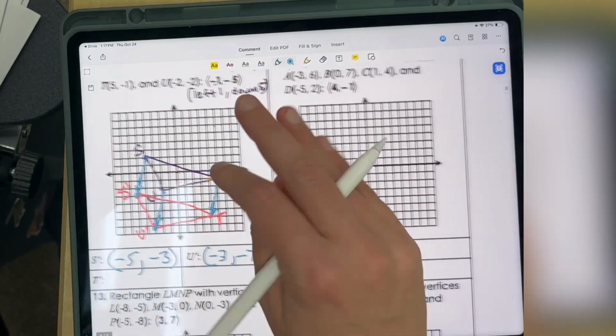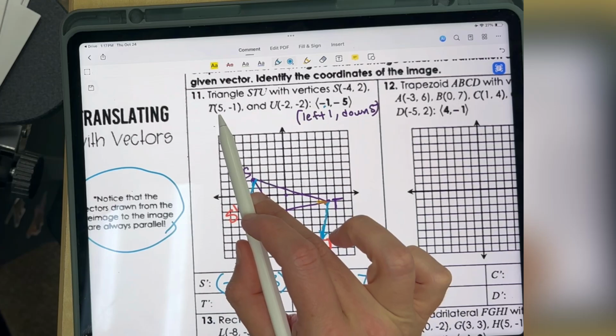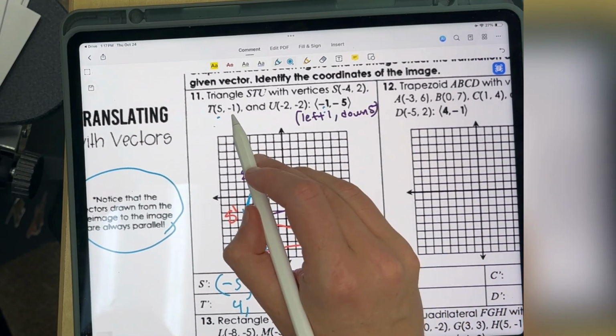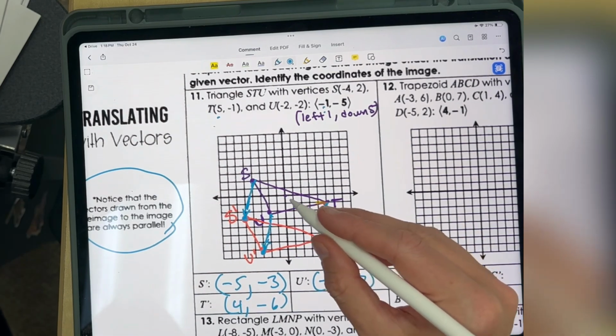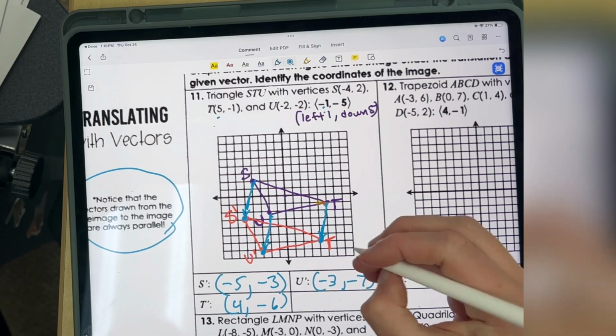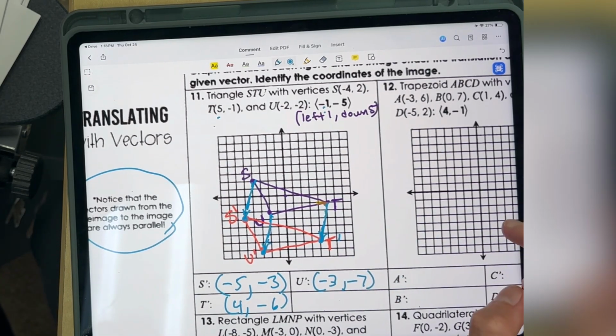And lastly, T. T is at (5, -1). So 5 minus 1 is 4. -1 minus 5 is -6. And this should have been at over 4, down 6, which it is right there. So we're good. And this one was T prime. All right, let's hurry up and do the next ones.